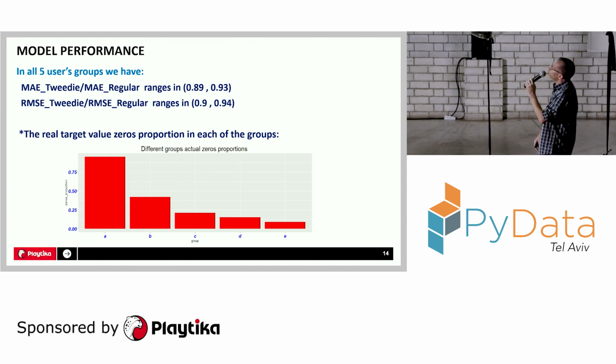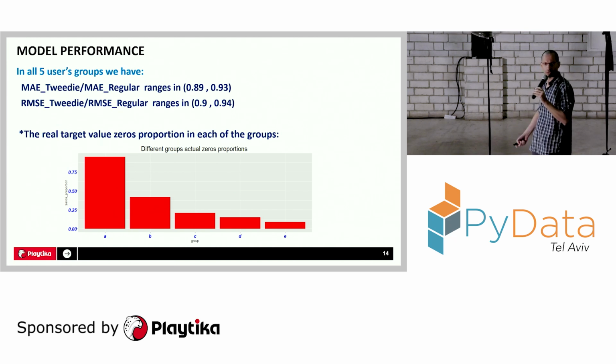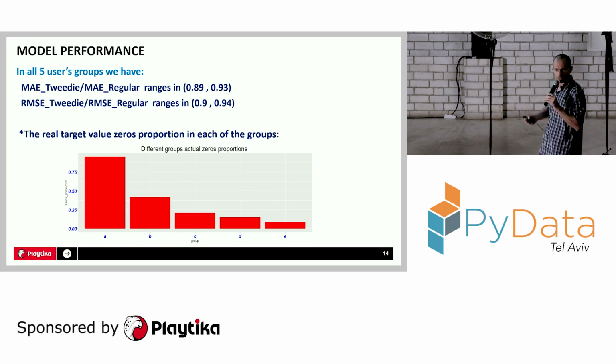Moving to the model performance, first the aggregated evaluation metrics: we have the mean absolute error and the root mean square error. We just see that on an aggregated level, the 2D did better. Maybe not by a lot, but in any case, it did better on an aggregated level. One thing which is important to notice is the difference in the proportion of zeros in each of those groups. It can range from nearly 95% in group A to somewhere around 10% in group E.